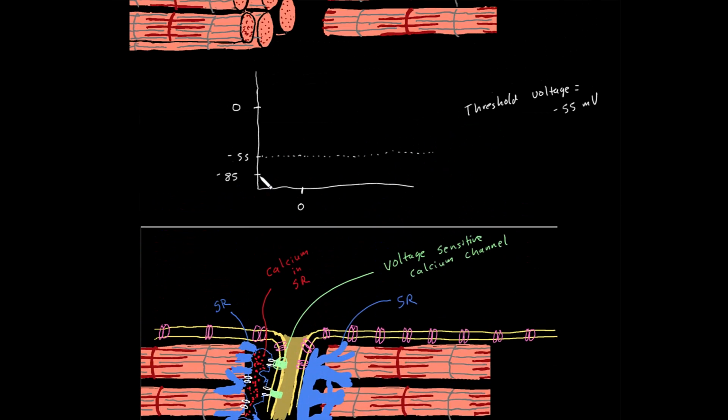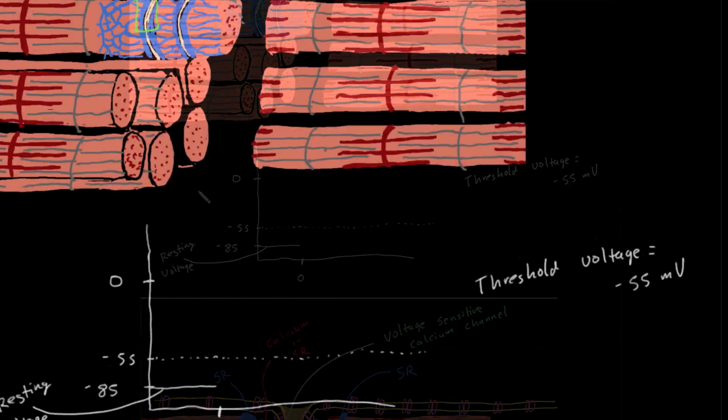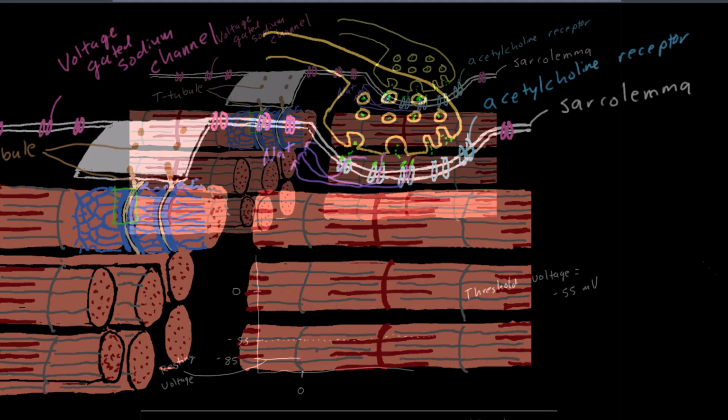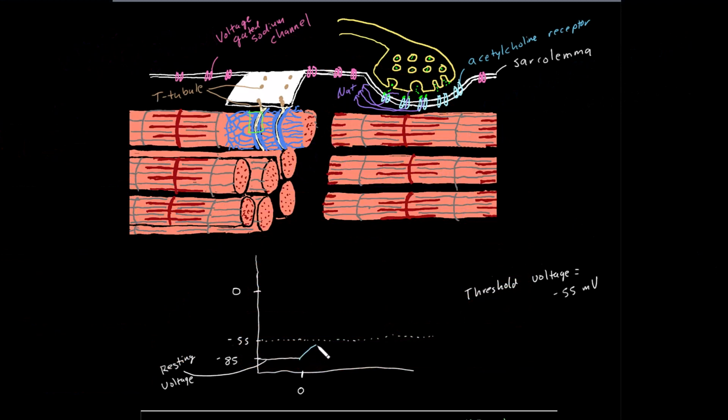The skeletal muscle fiber rests at about a negative 85 millivolts. When acetylcholine receptors open, sodium enters the cell, causing it to become more positive. The more receptors that open, the more positive the cell gets. When the cell reaches a negative 55 millivolts, the threshold voltage, voltage-gated sodium channels begin to open.